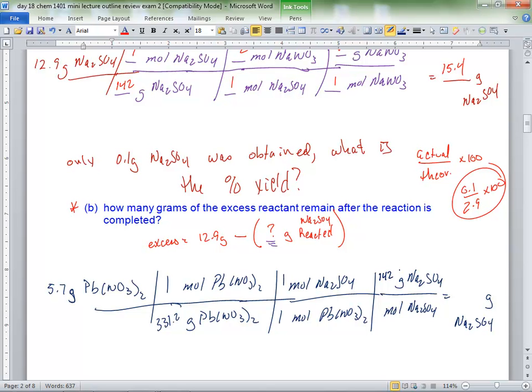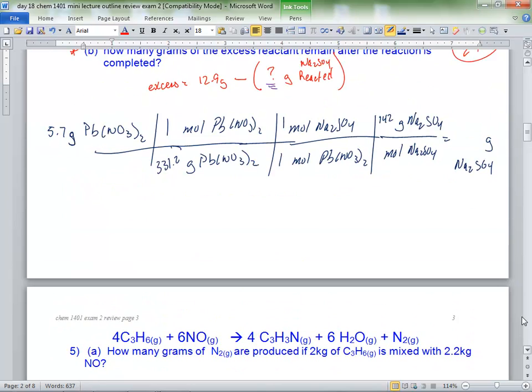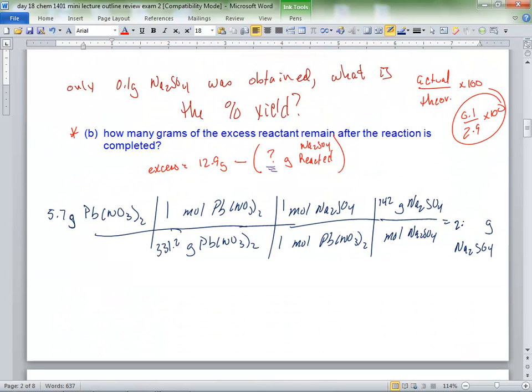About 2.44 is what I got. So put in 2.44 right here. Yeah, great. About 10.5 or so. That's how much you wasted just sitting there.